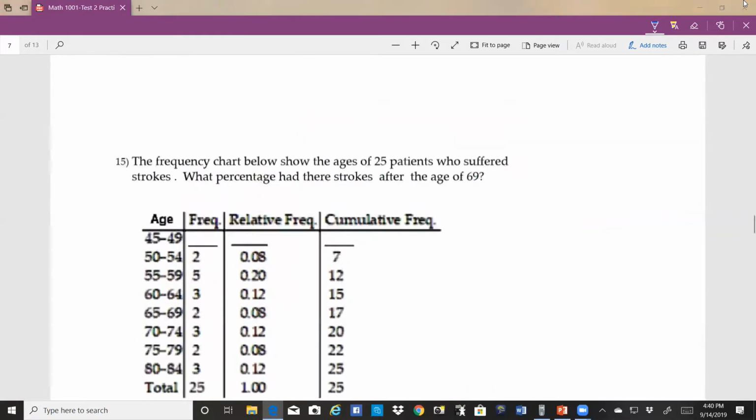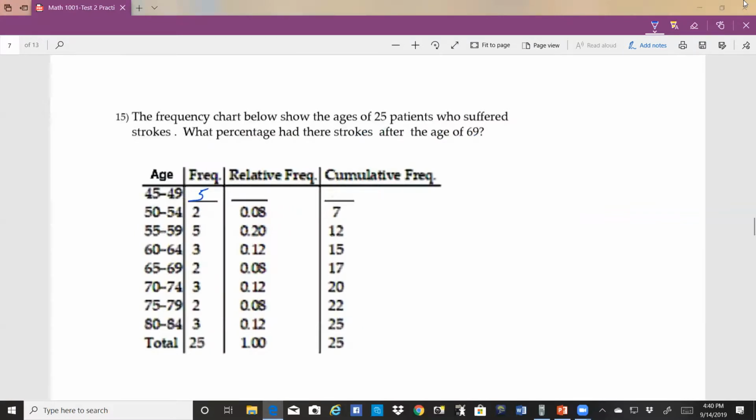We take the same chart, and remember this is 5, and this is 0.2, and this is 5. And the question is, what percentage had their strokes after the age of 69? Well, if you look at the ones who had strokes after the age of 69, it would be these three groups. And you've got 3 plus 2 is 5 plus 3 is 8. So 8 out of 25 had strokes, and that would be 0.32, which is 32%.